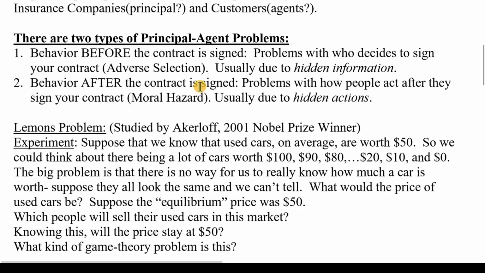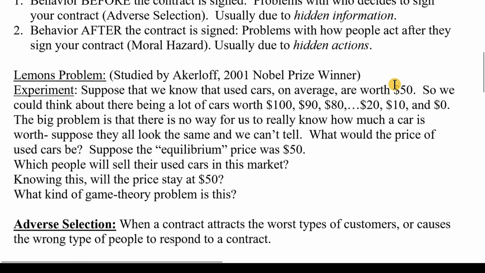Moral hazard means people might not act in the principal's best interest. The agents might engage in behavior that harms the principal. So these are problems with how people behave after the contract has been entered into, and these are usually due to hidden actions. The agents are doing something, behaving in a way that we can't see, and that's really what brings the problem about. Let me give you a couple of examples here.